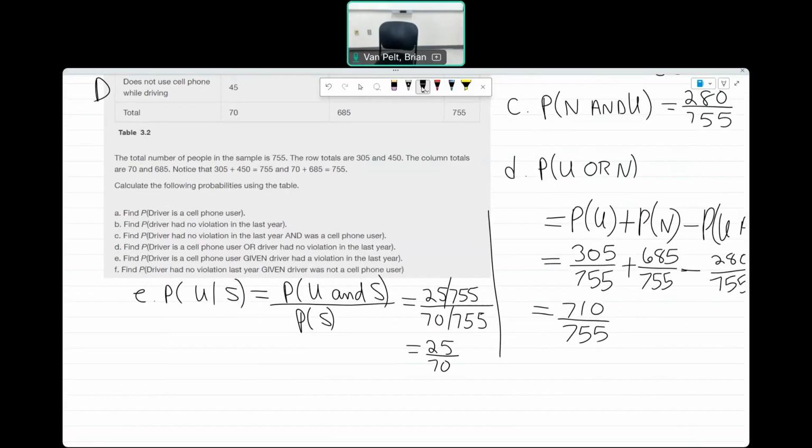What was not a cell phone user? No, there's other ways. You could probably do it just by looking at the table. Yeah, you can do it that way. Because when you're doing it, you're only going to look at the S column. Yeah, so you're only going to look at that column, that's why you've got 60 down there. The next one.